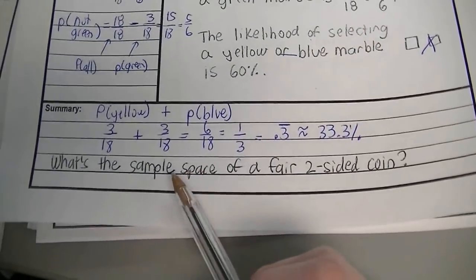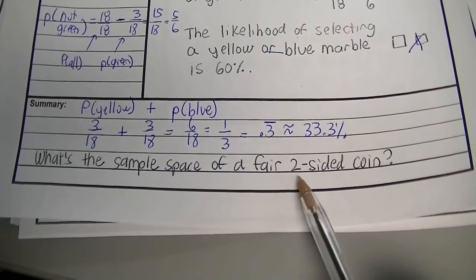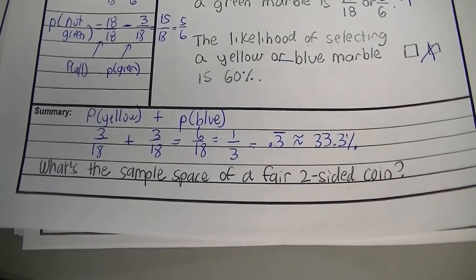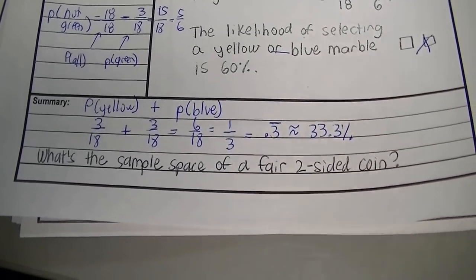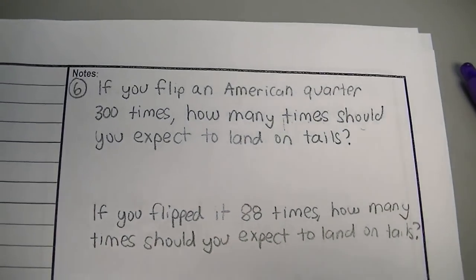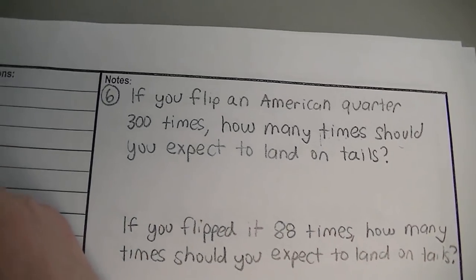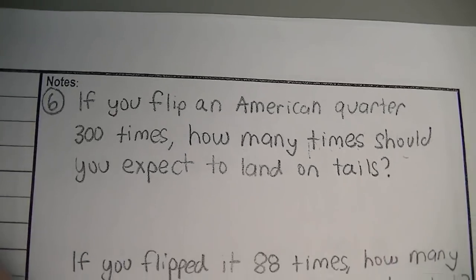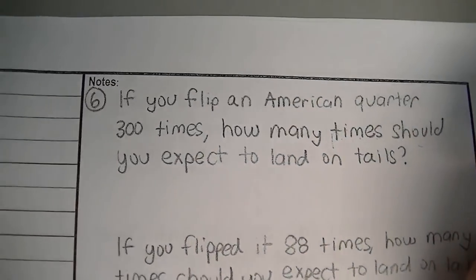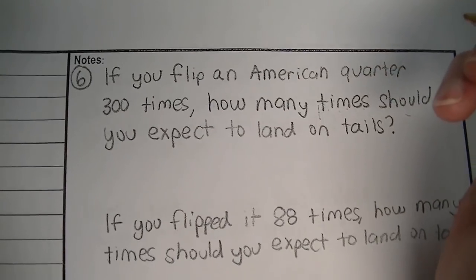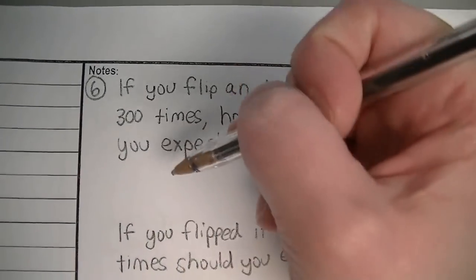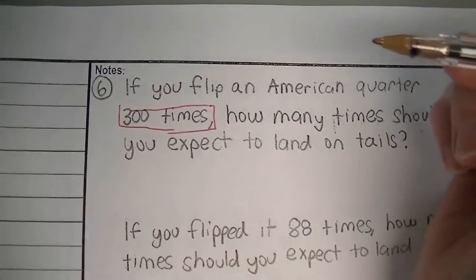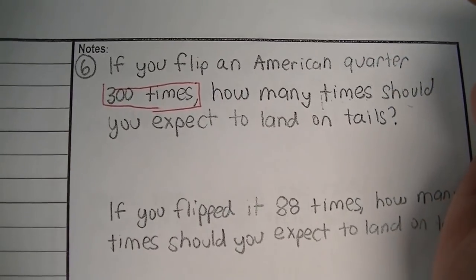Okay, for your summary, write this out. What's the sample space of a fair two-sided coin? Okay, what are the possible outcomes when you flip a fair two-sided coin one time? Number 6 says, if you flip an American quarter 300 times, how many times should you expect to land on tails? So it's not saying what's the probability of landing on it 300 times. It's saying you have a quarter and you're going to flip that quarter 300 times. How many times should you expect to land on tails?